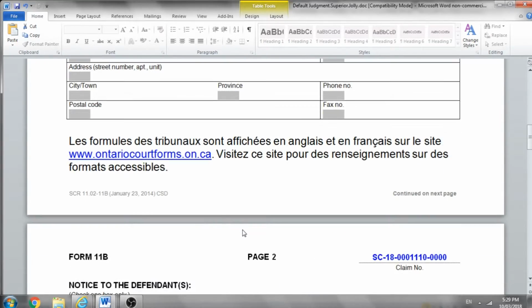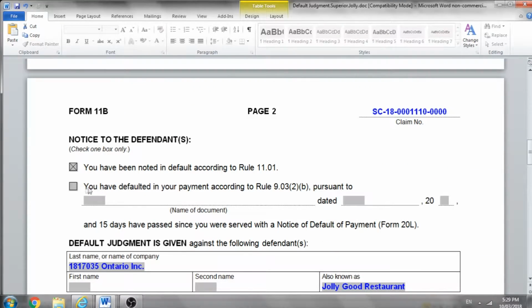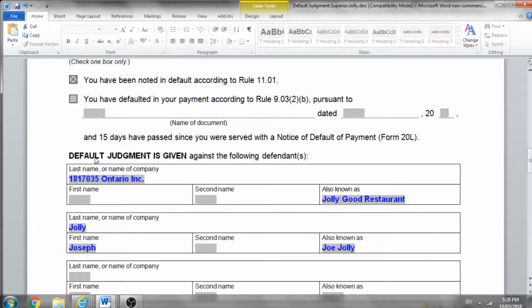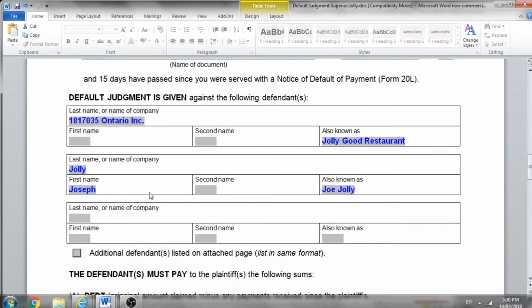And once the title of proceedings is complete, we'll check off this box which says to the defendant or defendants, you have been noted in default according to Rule 11.01. Default judgment is given against the following defendants. We're going to fill this in, and in this case we're going to assume that both the corporation and Joseph Jolly have failed to file their defense within the prescribed time period.